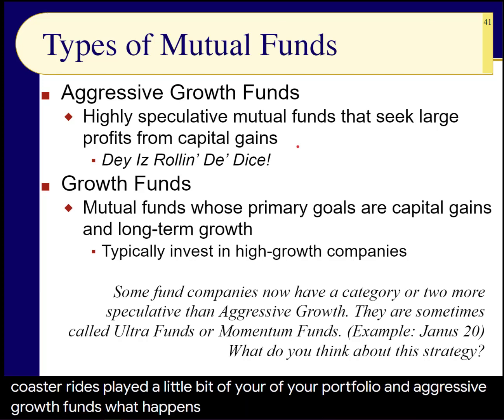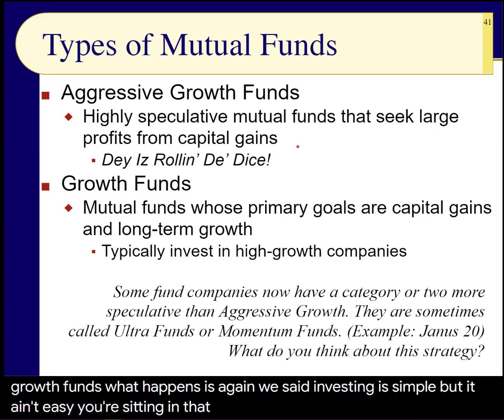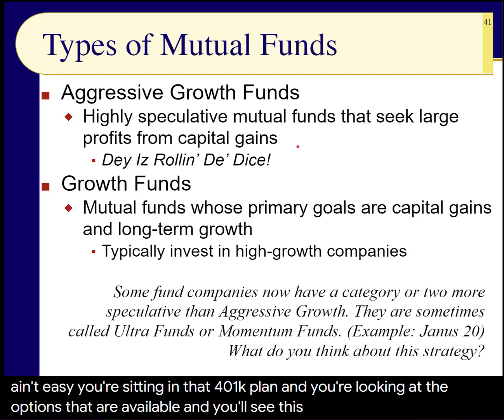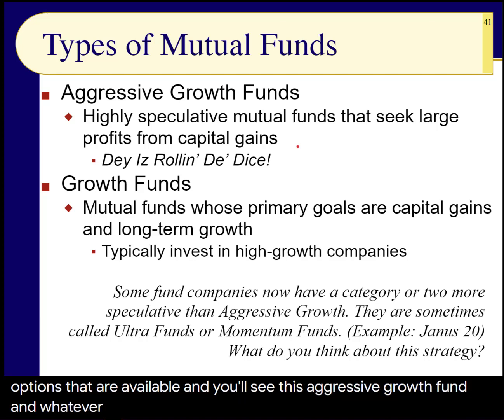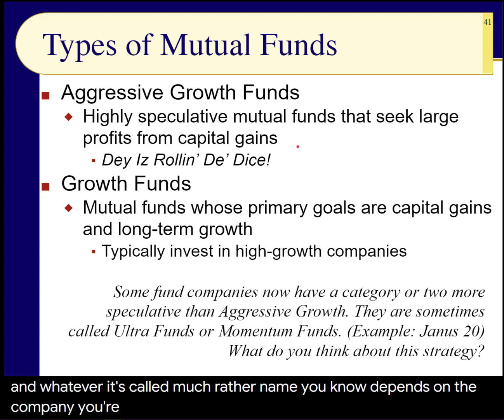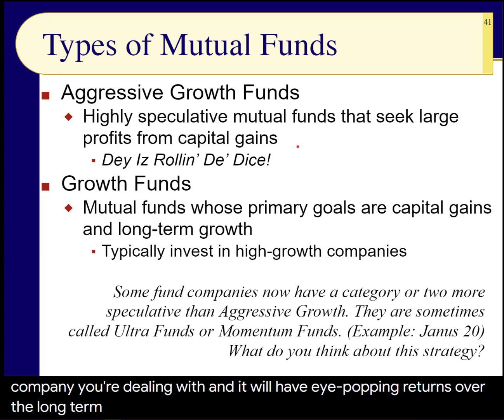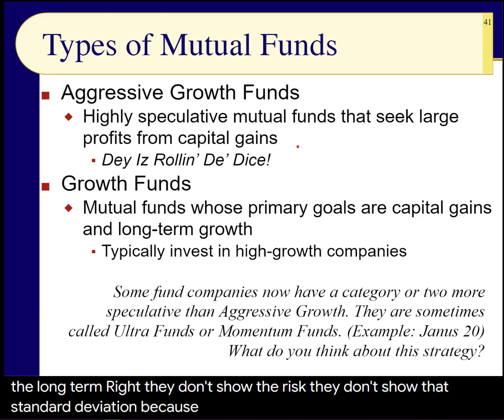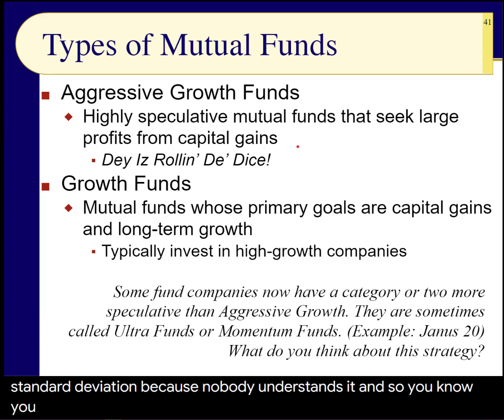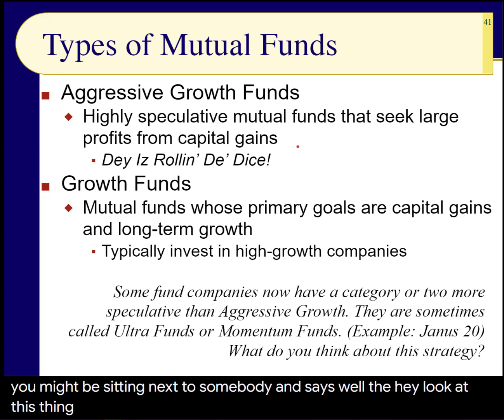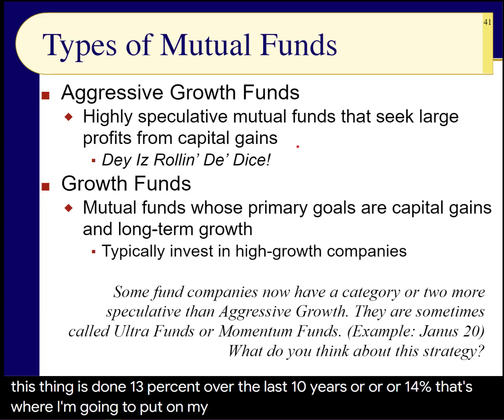What happens is, again, as we said, investing is simple, but it ain't easy. You're sitting in that 401k plan, and you're looking at the options that are available, and you'll see this aggressive growth fund, whatever it's called. I'm not sure of the name; it depends on the company you're dealing with. And it will have eye-popping returns over the long term. But what they don't show is the risk. They don't show the standard deviation because nobody understands it. And so you might be sitting next to somebody who says, well, hey, look at this thing. It's done 13% over the last 10 years or 14%. That's where I'm going to put all my money.